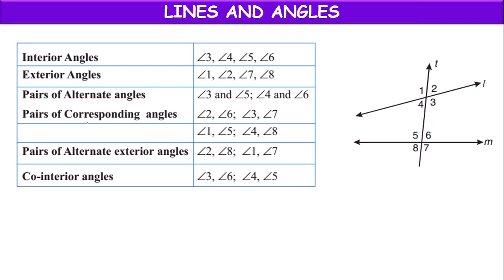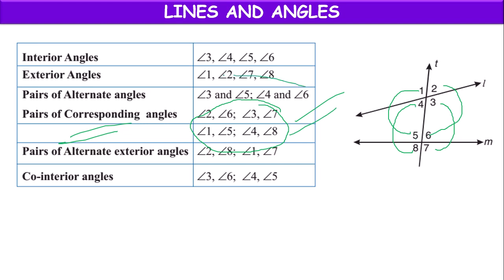Next, corresponding angles. Pairs of corresponding angles: 2, 6. Right side above the transversal, right side below the transversal. Left side above the transversal, left side below the transversal. We have 4 pairs of corresponding angles. We have only 2 pairs of alternate angles.